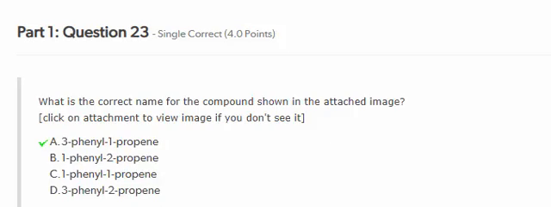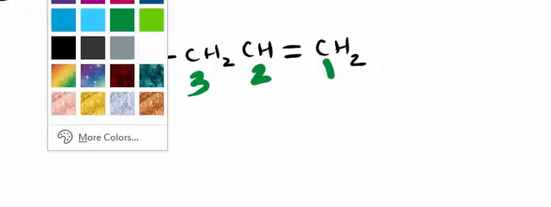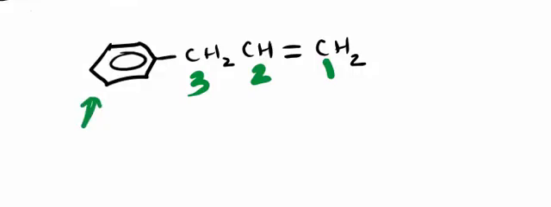Now, I want to point out some test-taking strategy. All of these names have propene as the parent name. So because of that, when I go to name this compound or number this compound, I need to number it as if propene was the parent group. So 1, 2, 3 here. We have a 1-propene, we have a 3-phenyl. When you have a benzene ring hanging off as a substituent, it's called a phenyl.